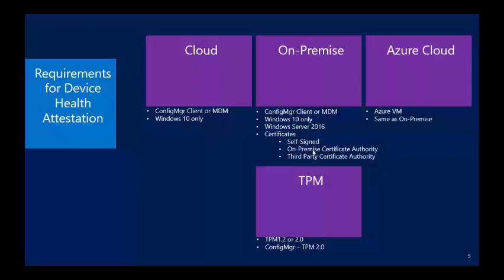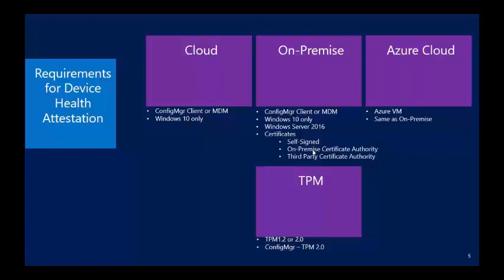On-premise, again, Windows 10 only can be handled Config Manager Client or MDM. It does require you have Server 2016 in the environment, and it does require certificates. So these certificates can be in pretty much any form. They're really simple X509 certificates, just standard X509 certificates. You can generate self-sign. That's what I do in my lab in the demo just because it's convenient. You can use an on-premise certificate authority, third-party, whichever you want for ease of deployment. Then we progress to the Azure Cloud piece of Device Health Attestation, and in that scenario, it's basically the same as on-premise, except you're running in an Azure VM.